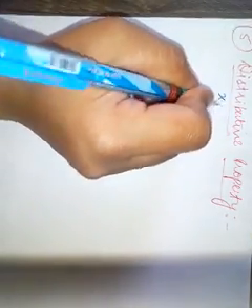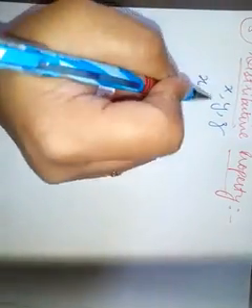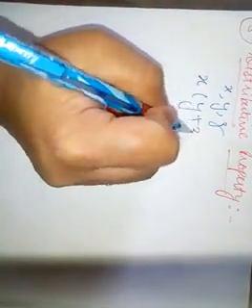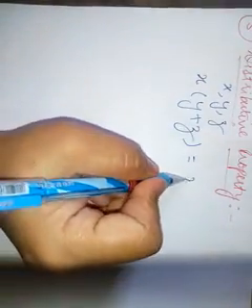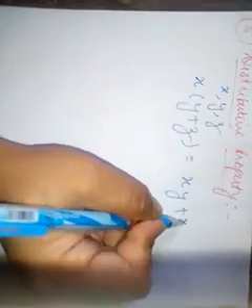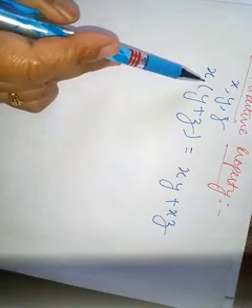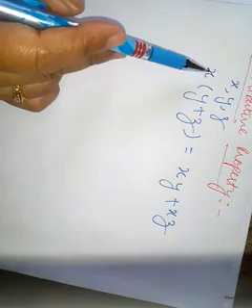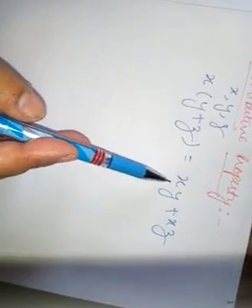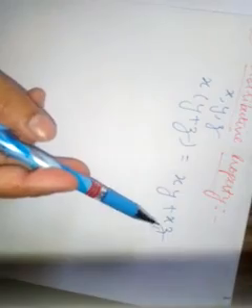In this property also, I have to take three integers, x, y, and z. According to the distributive property, x into (y plus z) is equal to xy plus xz. That means if we have three integers x, y, and z, and there is no sign, it will be considered as multiplication. x into (y plus z) is equal to x into y plus x into z.